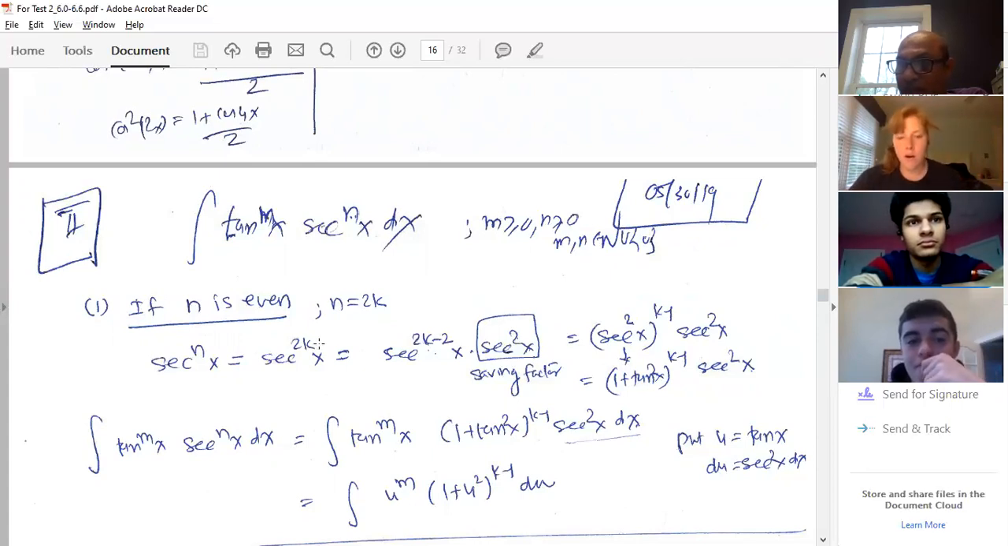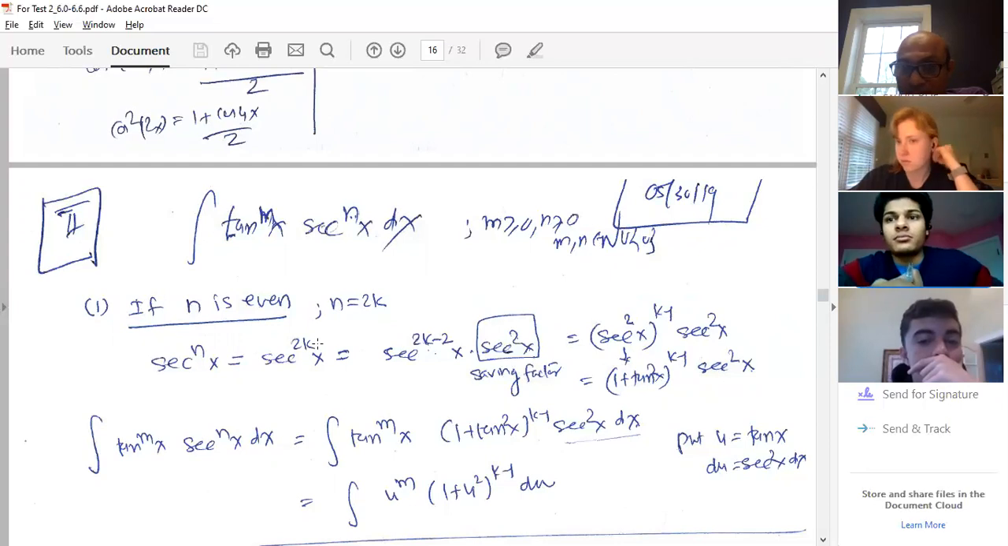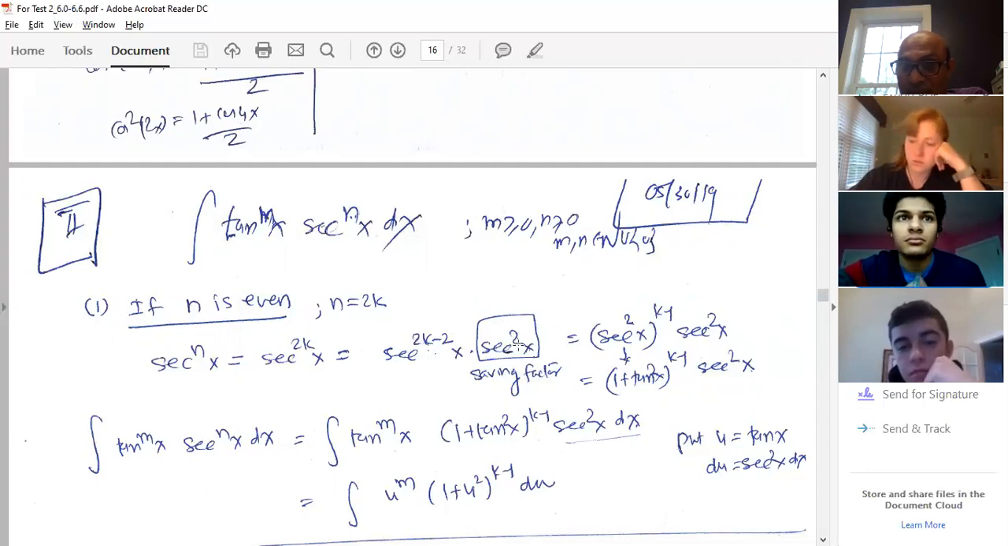Please try to focus completely, guys. 2k plus 2, 2k minus 2, or 2k minus 2, 2k plus 2. If you add and subtract 2, that means you're not going to change your function. But this 2k minus 2, we can write it down like this. And this plus 2 part, secant square x, that is my saving factor.